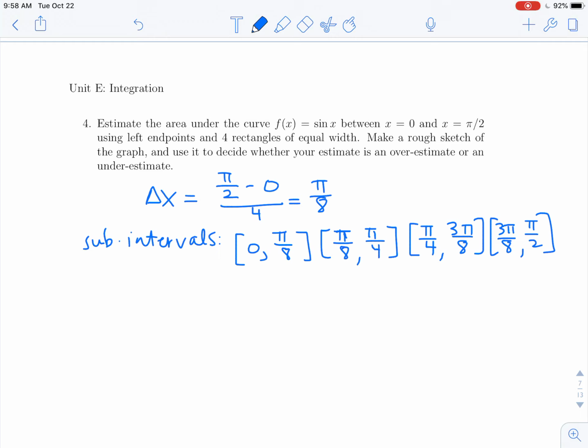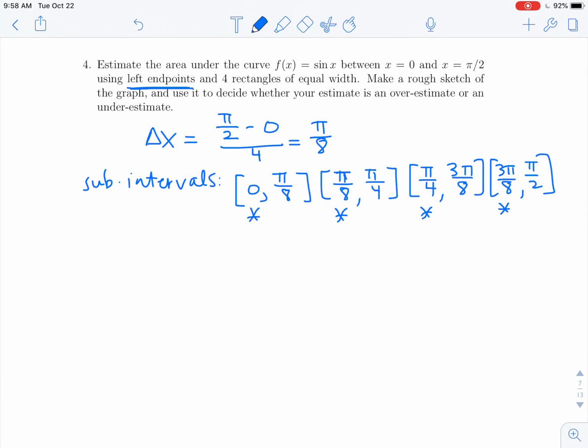So there are my subintervals, and I'm supposed to use left endpoints. So left, left, left, left. By the way, if you tend to confuse left and right, it's happened to me before. If you mark the endpoints that you're using and you've gotten them mixed up, I can tell that that's what happened, or your instructor can tell that that's what happened. And so it's a really, really good idea to mark the endpoints that you're planning to use in your area estimate.